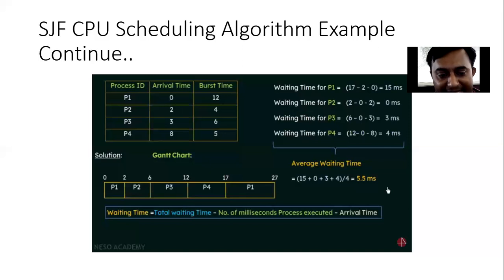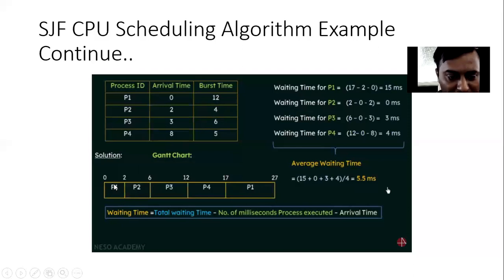Whenever you are executing any process, after 1 unit of time, you will check whether any other process arrived in the ready queue or not. And if any process arrived, in that case you need to check the burst time of that process. If the burst time of that process is less than the remaining time of the existing process, in that case we need to do a context switch.